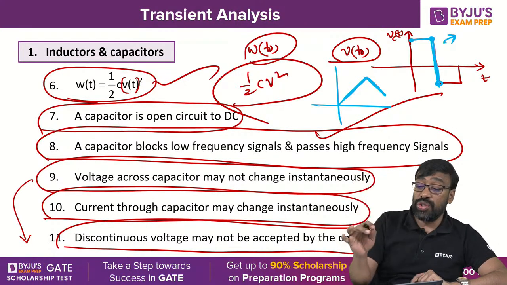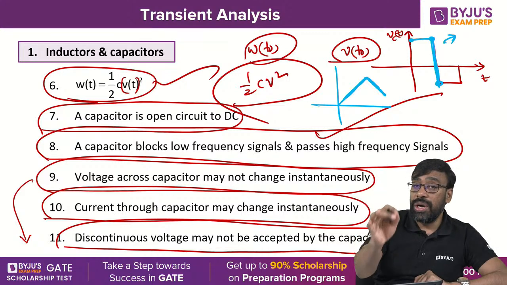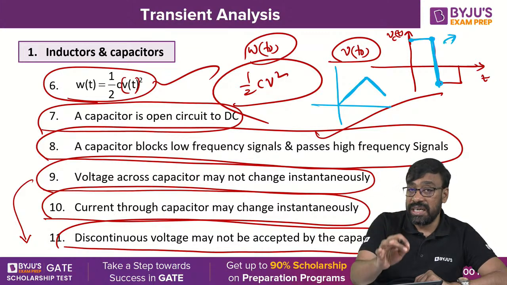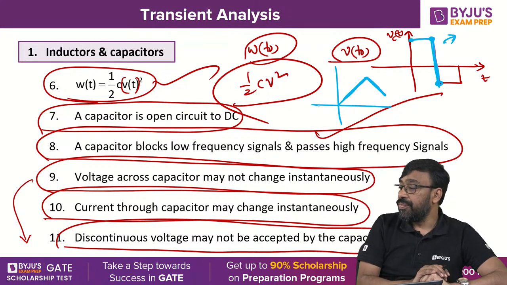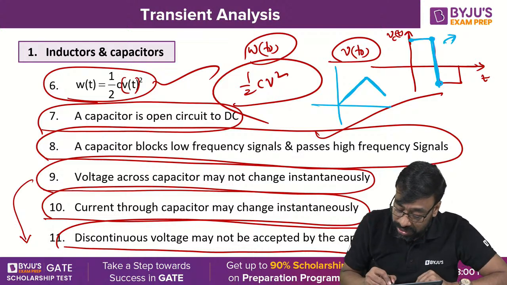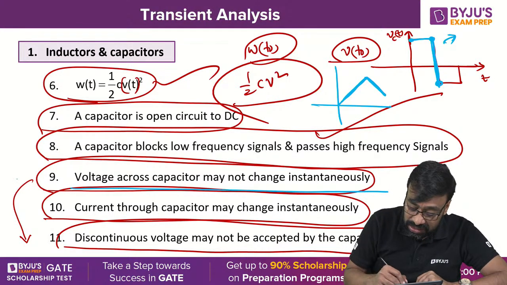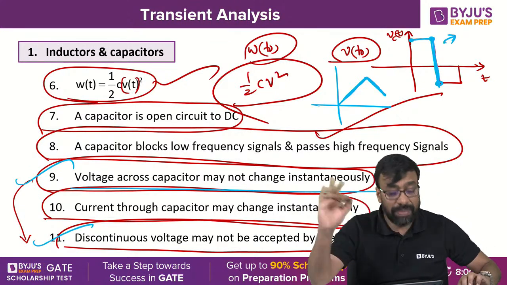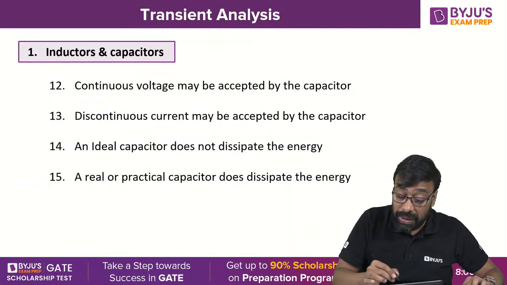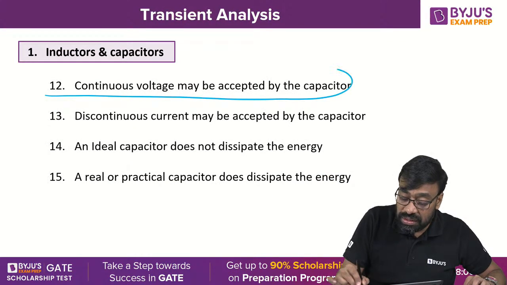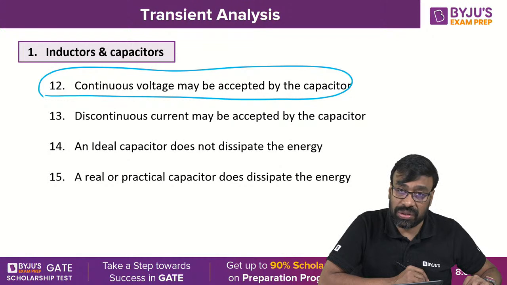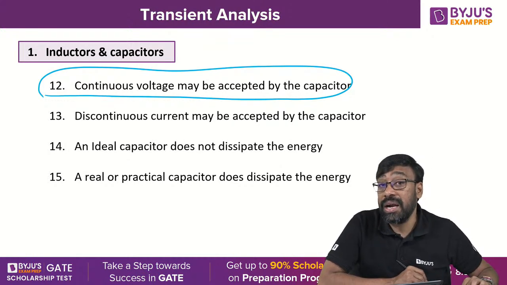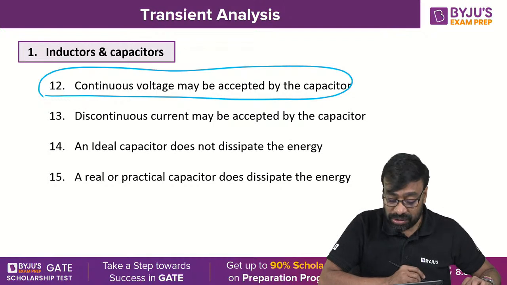Suppose you apply a voltage across the capacitor, the voltage across the capacitor may not change instantaneously. Therefore, the capacitor does not accept a sudden change in its voltage. So a discontinuous voltage may not be accepted by the capacitor, but a continuous voltage may be accepted by the capacitor. You understand, all of you? Okay, a continuous voltage may be accepted by the capacitor.